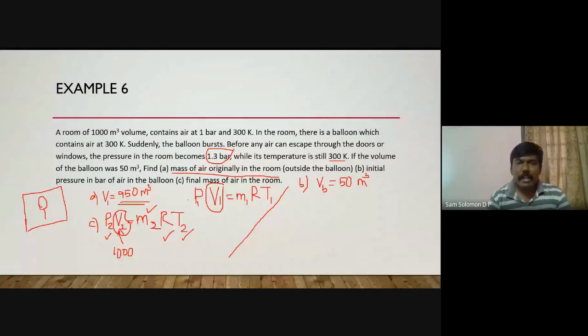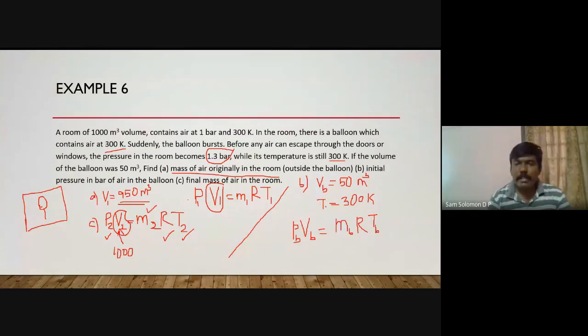In the room, there is a balloon which contains air at 300 Kelvin. So the temperature of air inside the balloon is also 300 Kelvin. Okay. Now they are asking us to find the initial pressure of air inside the balloon, which means now we have to use the formula PV equal to MRT, or everywhere you can use the suffix B. PBVB equal to mass of air inside the balloon, so that is also MB. I'm not talking about the mass of the balloon, but the mass of air inside the balloon. R is for air, so that does not change. That is still 287.